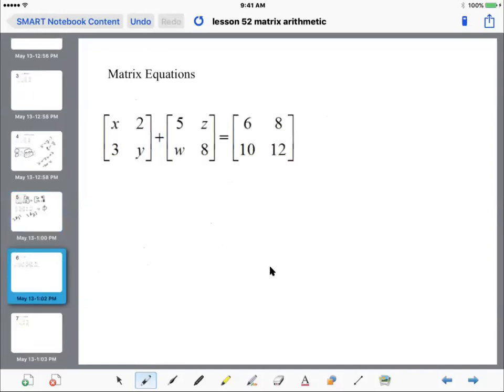Here's an example of a matrix equation. This lets us put together the idea of equal matrices and also the idea of adding matrices.